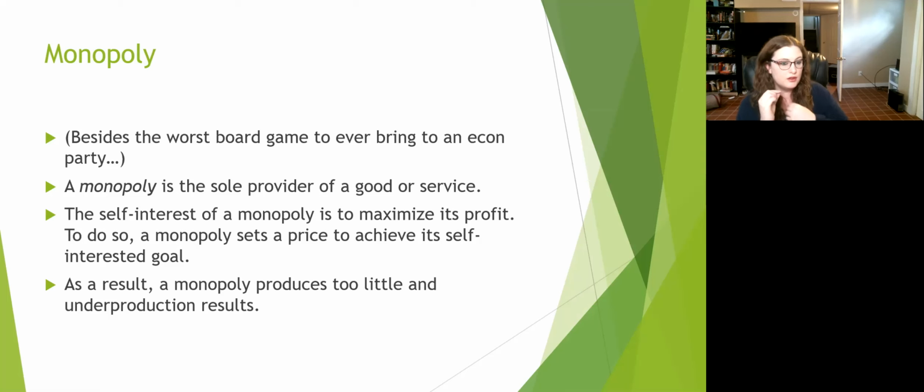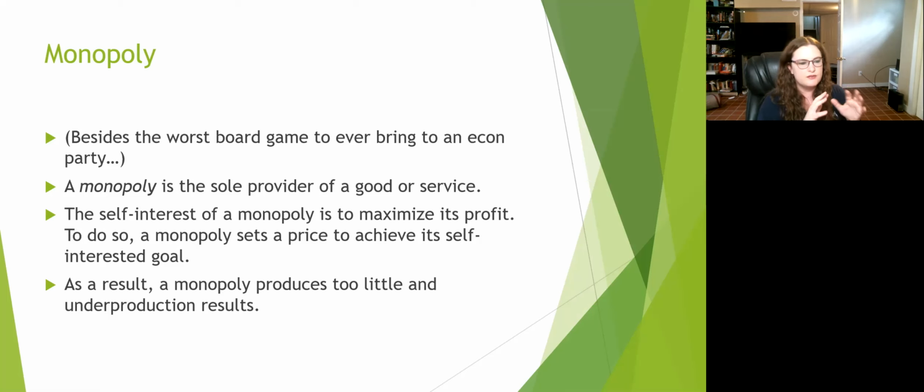This means that if they're the only one producing it, they have a self-interest piece there, right? They're like, you know what I can do? I can raise the price. I can charge a little bit more. I'm going to sell less of them, but I can charge a little bit more than what society wants me to charge. And I can make more money.